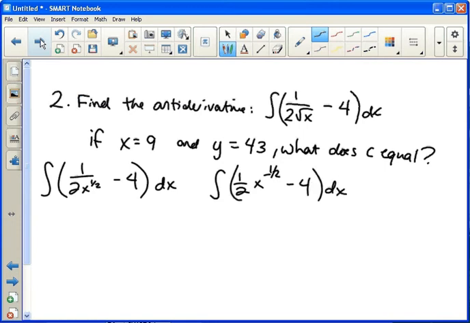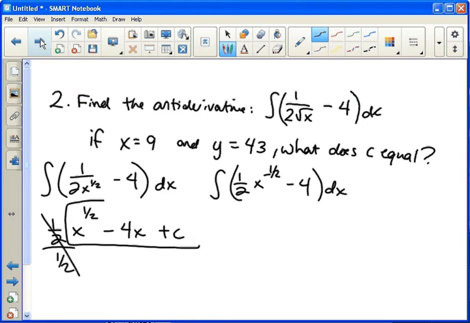And then take the antiderivative. So I will add 1 to the exponent, that makes it a positive 1/2, and then divide by 1/2. And then the -4 becomes -4x, and of course I put plus c. So my general solution, since these 1/2s cancel out, is x to the 1/2 minus 4x plus c. And I can set that equal to y, because it's our original equation, so let's go ahead and do that. And get y equals, and that's our general solution.